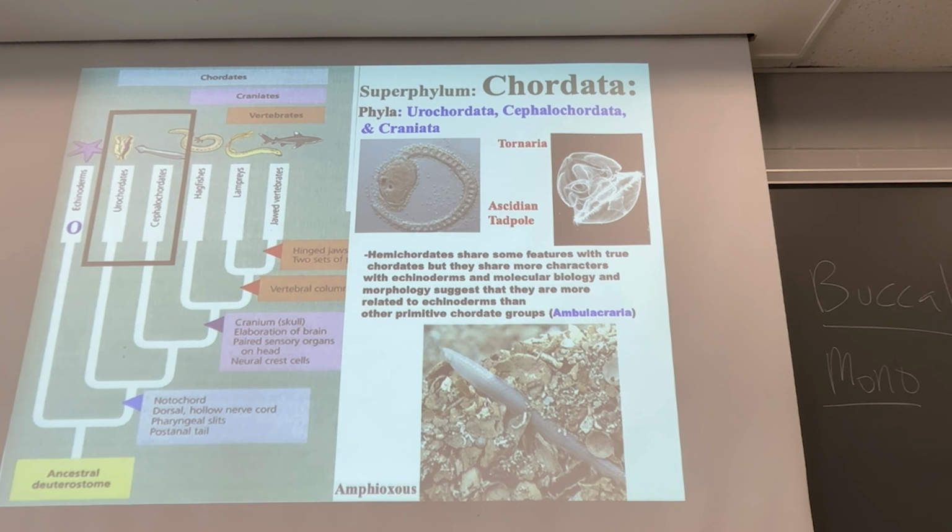So now we're going to move into the superphylum Chordata, the one we've been waiting for, right? And we have 3 phyla in here. We have Urochordates, Cephalochordates, and Craniata. Here's the tornarian larva again from the hemichordate. This is the larva of the Urochordate. All right, so it looks a lot different.